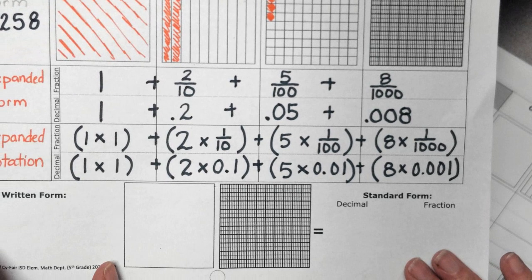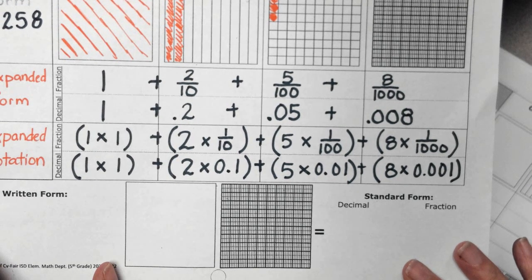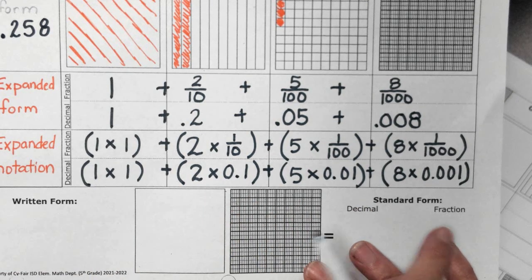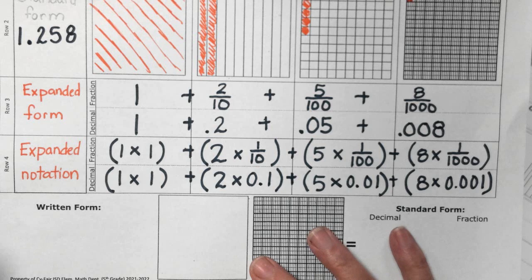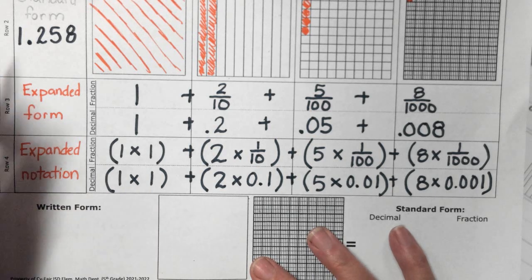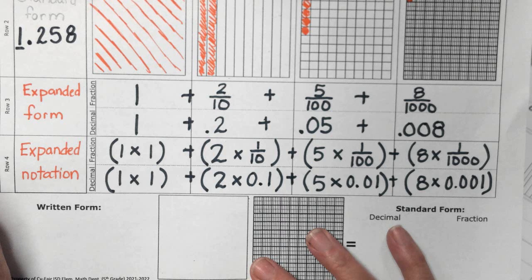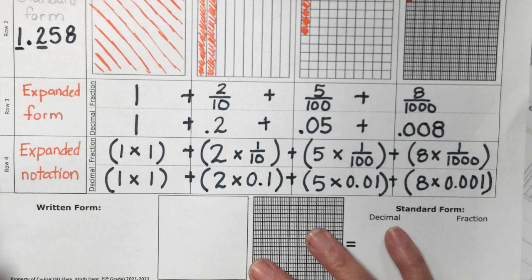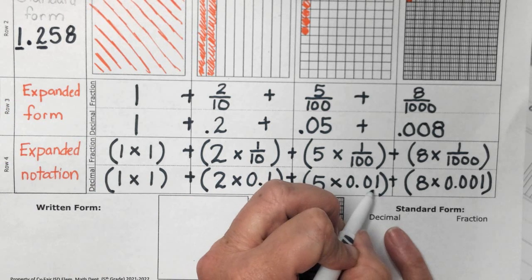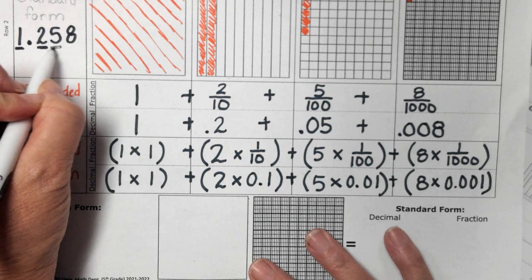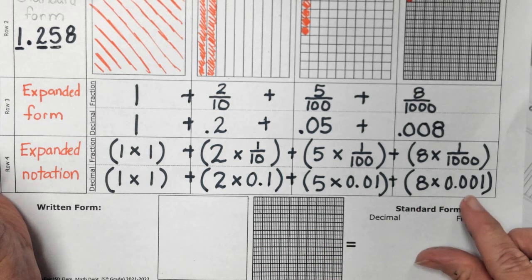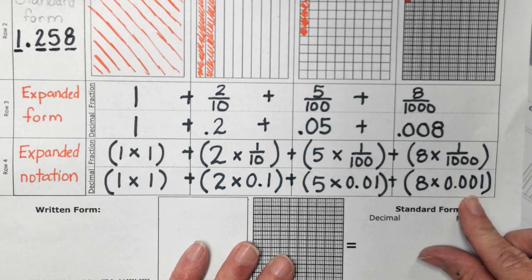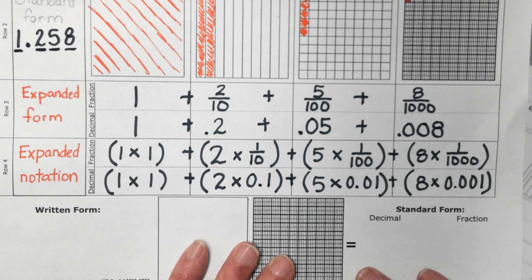So check and make sure that you have your decimal, you have your zeros in the appropriate place. Remember, when we multiply this back, we should get the places that we're talking about. For instance, 1 times 1 is 1, and it's in the ones place. 2 times 1/10 should be 2 in the tenths place. 5 times 1/100 should be 5 in the hundredths place, and 8 times 1/1,000 would be 8 in the thousandths place. Remember, math should make sense.